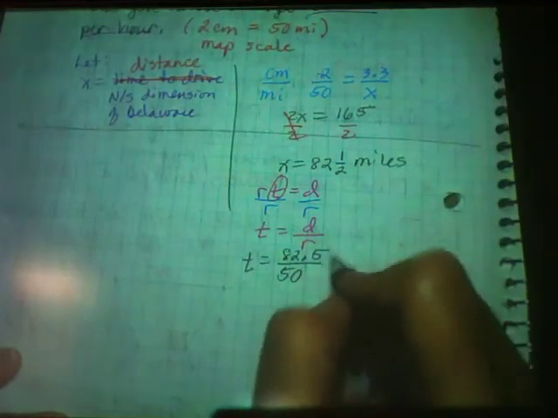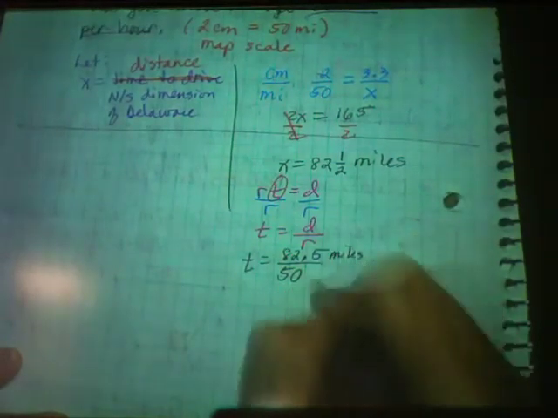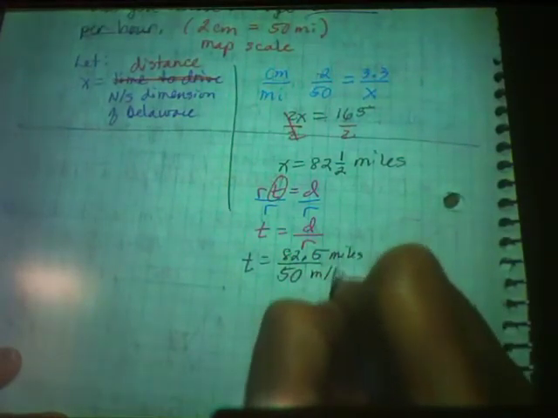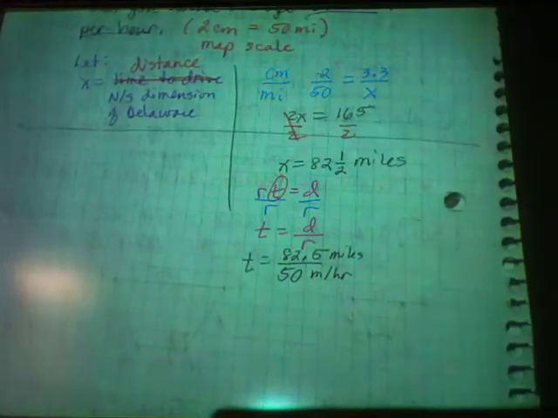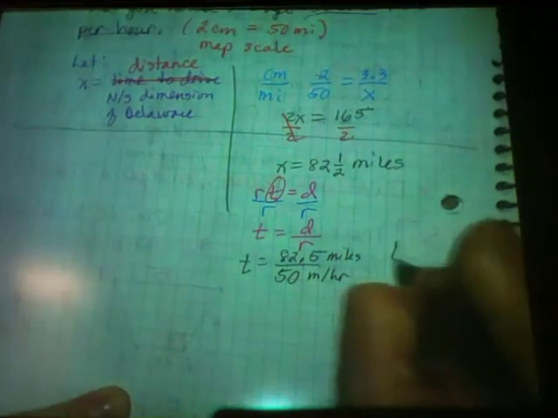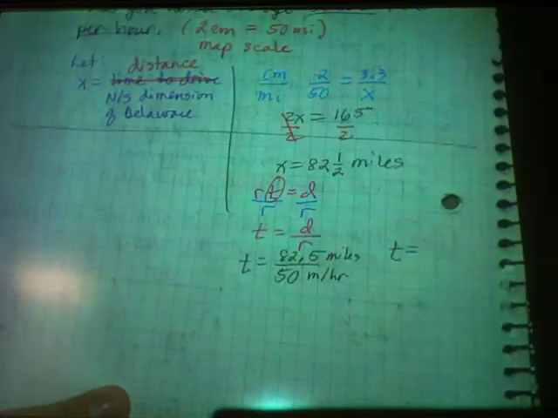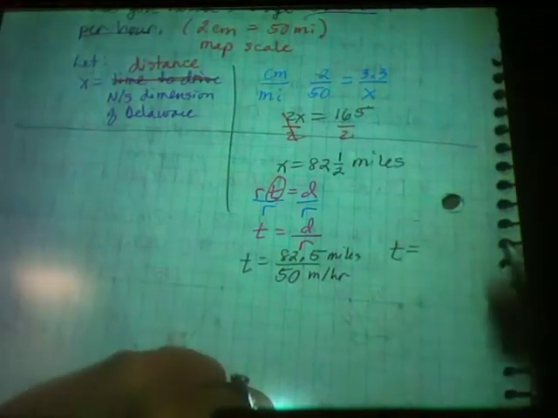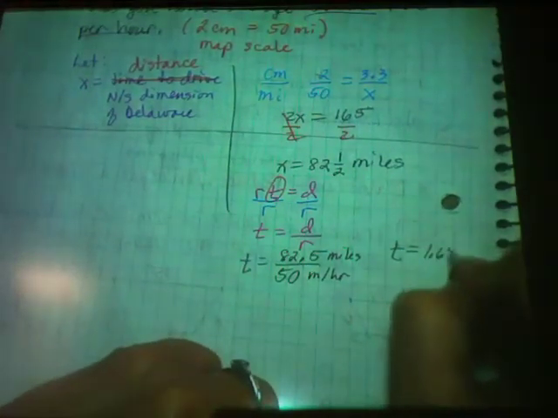Now this is miles, and this is miles per hour. What's going to happen for miles? They're going to cancel, and you're going to end up with a time in hours. So if I divide that out on my calculator, I get t is equal to 1.65 hours.